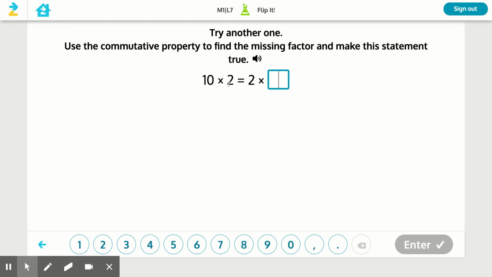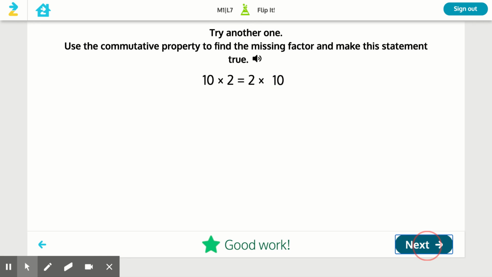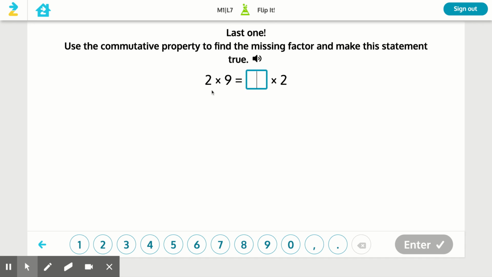I have 10 times 2 equals 2 times blank. Answer in your Nearpod. Did you say 10? If you did, you're absolutely correct. 10 times 2 is equal to 2 times 10 because of the commutative property. Here's the last one. 2 times 9 is equal to blank times 2. Place your answer in Nearpod at this time. 2 times 9 equals 9 times 2 because multiplication is commutative and we can flip our factors and get the same answer.